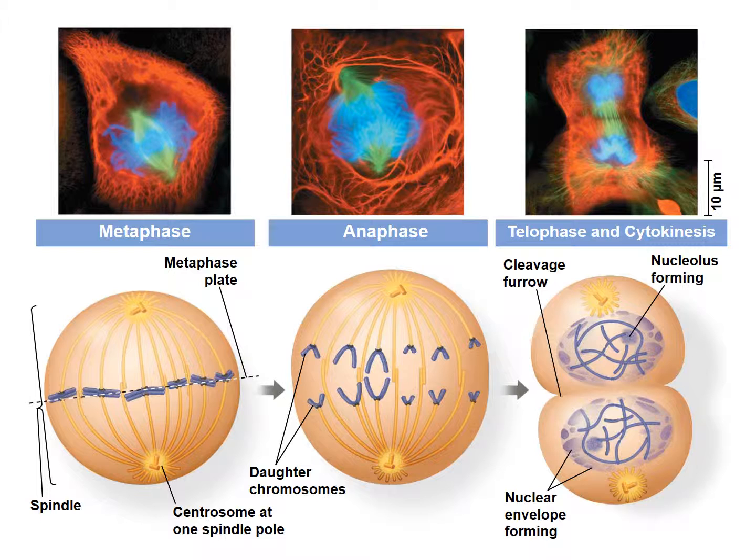The last phase, telophase, is when the rest of the cell separates into 2 daughter cells that are genetically identical to the parent cell. A nuclear membrane forms around each new set of chromosomes as they begin to become thin, and the rest of the cell divides in the process known as cytokinesis.